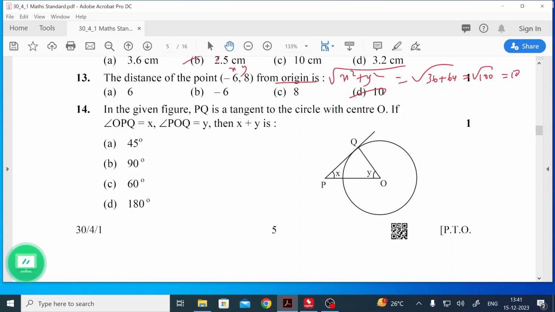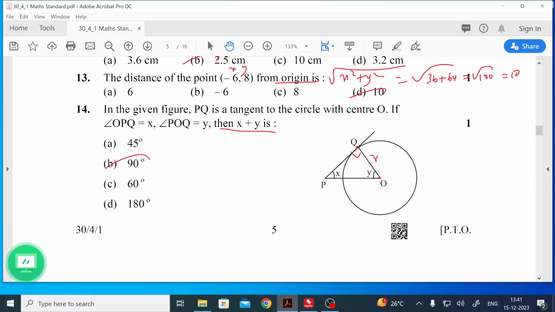Next, the diagram is there clearly. x plus y they are asking. Angle x, angle y. We know very well it is the radius from the center point. Any point on the circle, it is radius. Radius will make what angle with the tangent? 90 degrees. In a triangle, one angle is 90. Then definitely the sum of the other two angles is also 90. That's it. Do you understand?